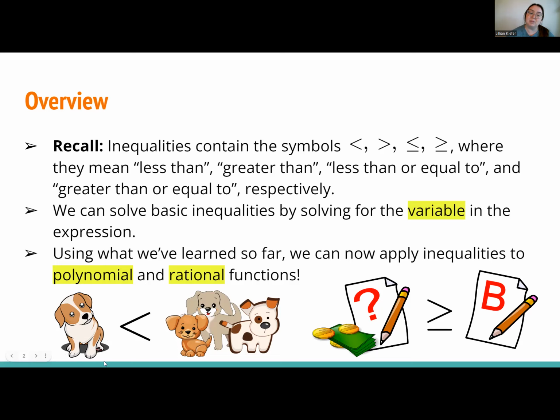If you have one puppy, that is less than 3 puppies because 1 is less than 3. That's how we would use an inequality. And then for greater than or equal to, maybe your parents say, hey, we'll give you some money if you get a B or greater on your next exam. So you could potentially earn some money if you get a B or better, greater than or equal to a B on your next test. These are just some silly, normal inequalities that you may encounter, to give a little bit of application.